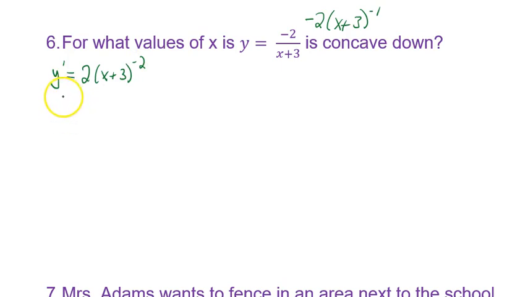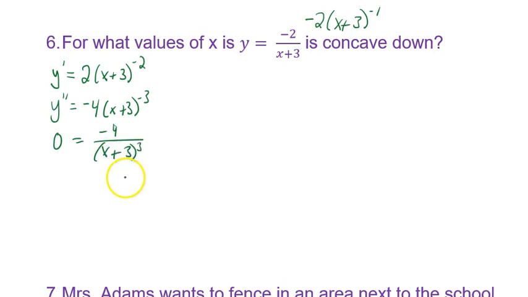And then I'm not caring about increasing and decreasing, so I'm not going to set that derivative equal to 0. I'm going to go on to the second derivative, which would be negative 4 times (x plus 3) to the negative 3. Now I'm going to set that equal to 0, and I'm going to write it as a fraction so I can think about what I'm doing. Well, if you multiply both sides by the denominator, then it goes away.